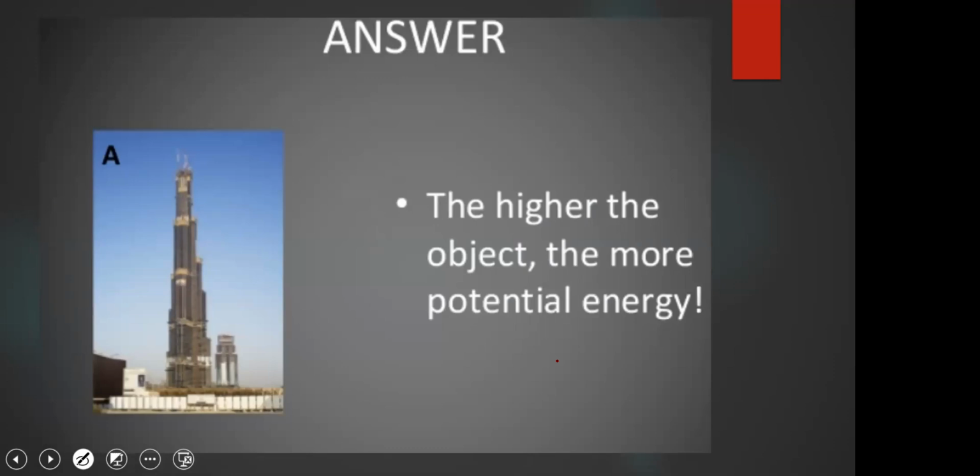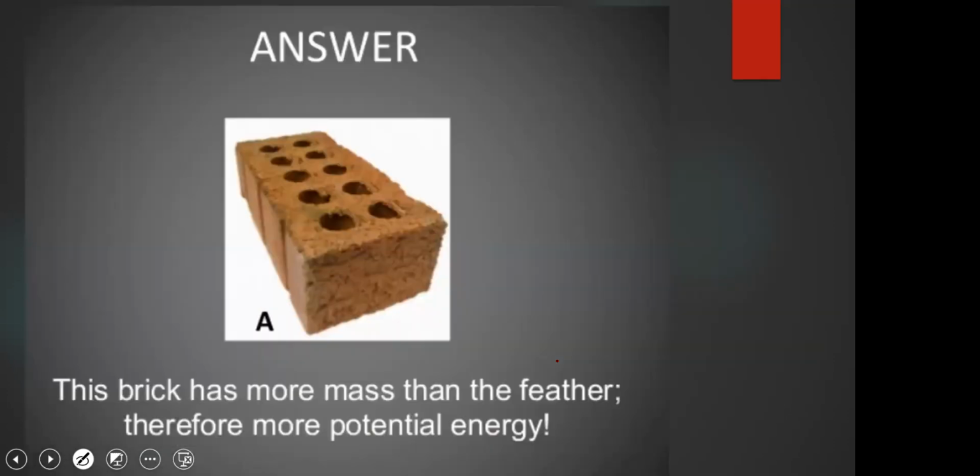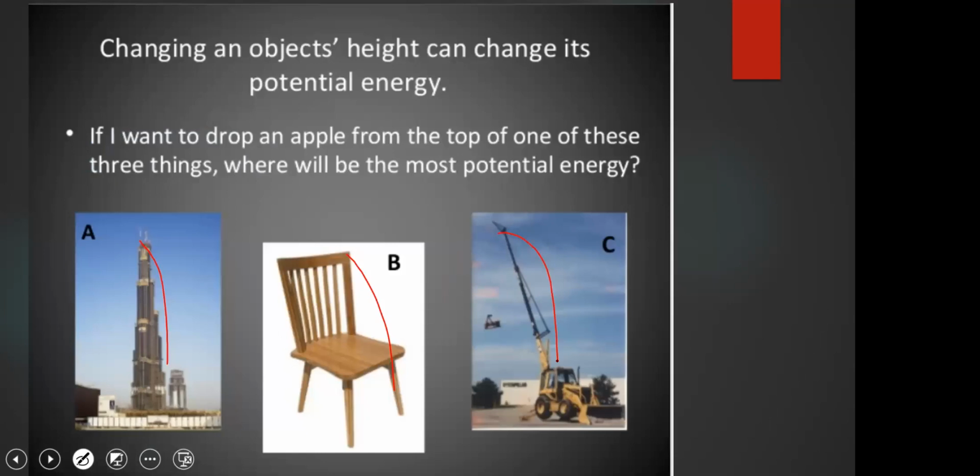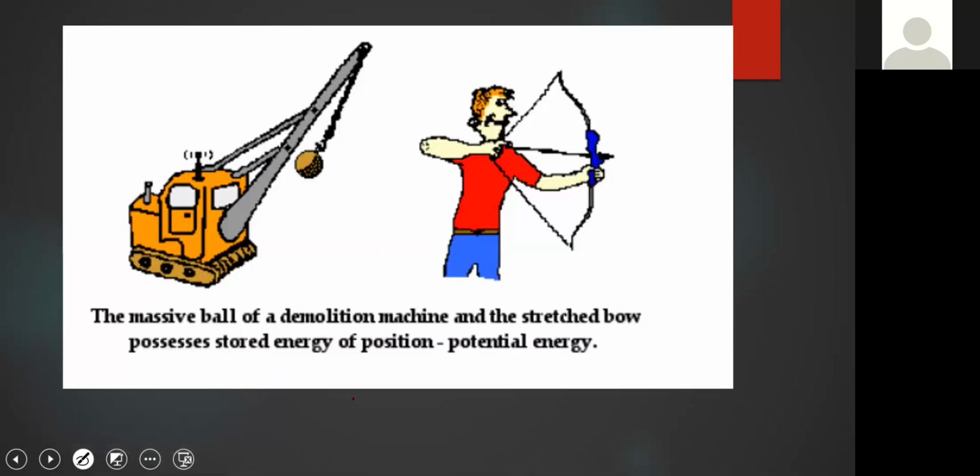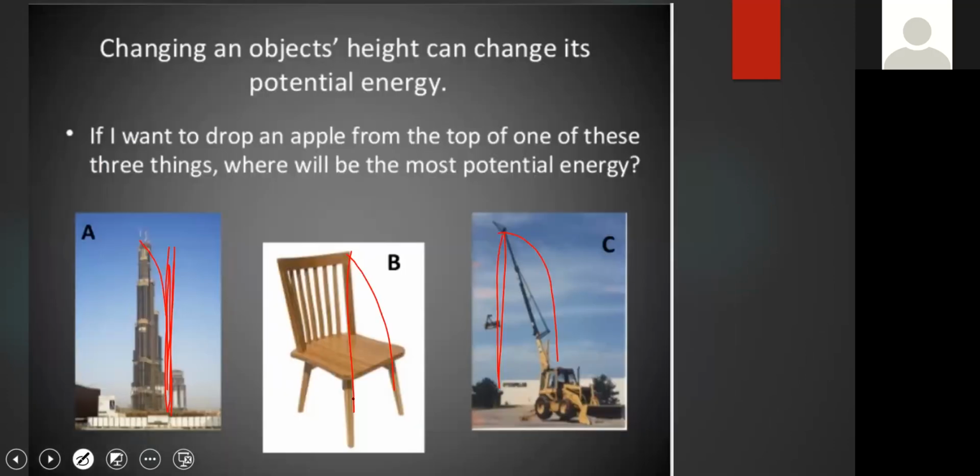So here, the potential energy depends on the mass and the height. As you see here, more mass, more potential energy, and more height, which is for A. So A has the most potential energy. A is greater than C, greater than B. Because the height for this one is greater than the height for the crane, greater than the height for the chair. Teacher, so the more distance, the more potential energy. Yes, exactly.